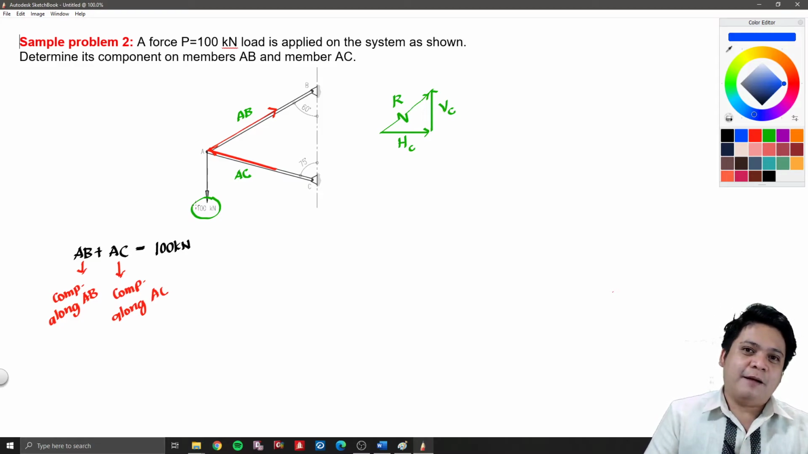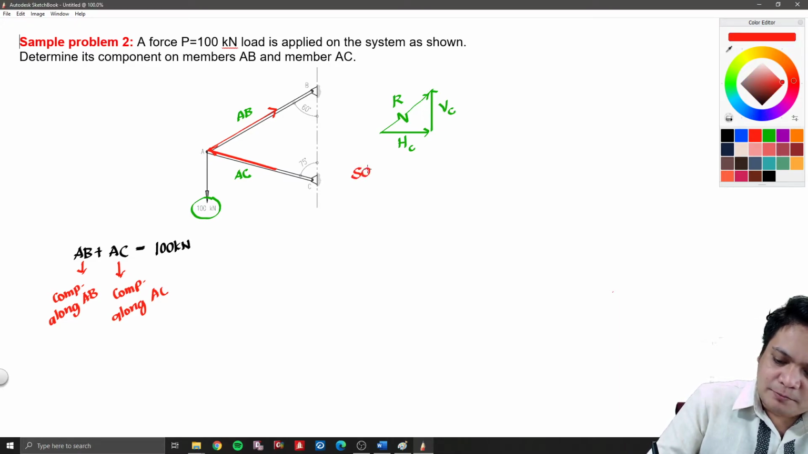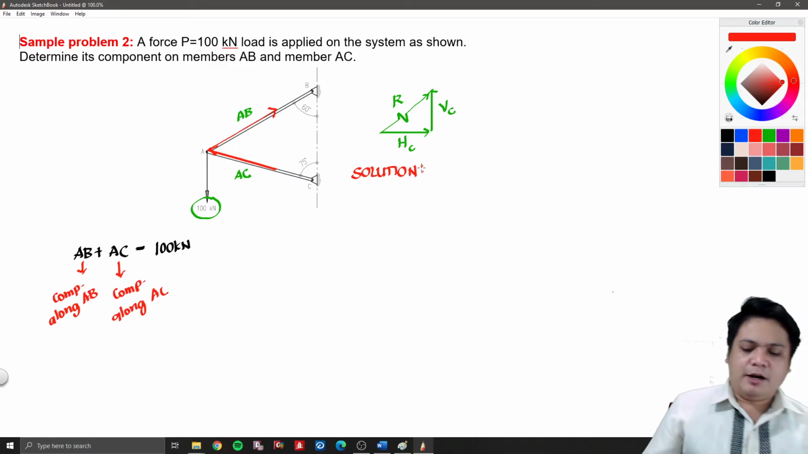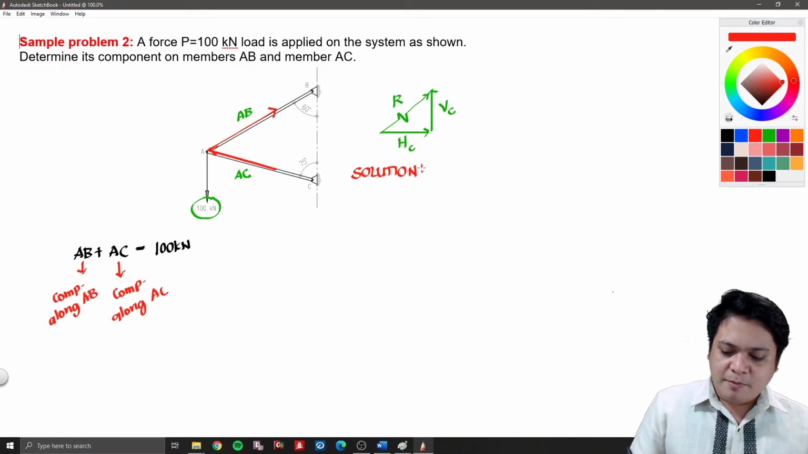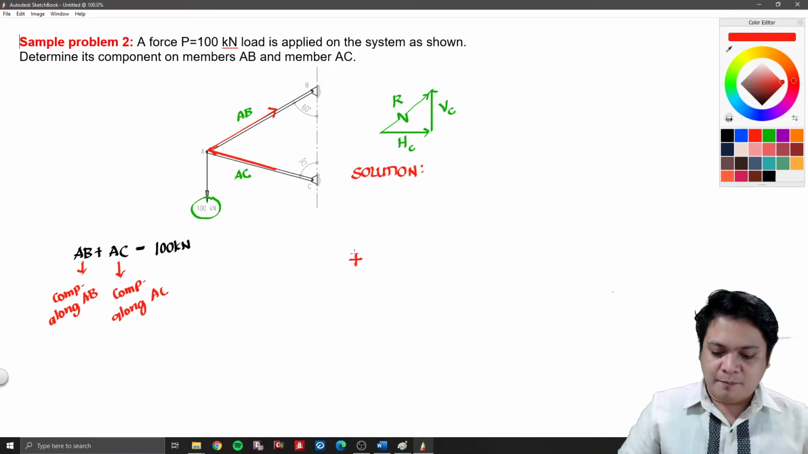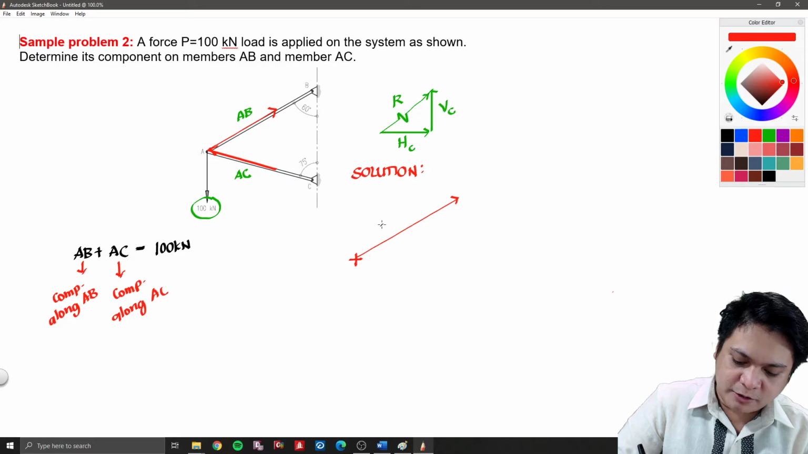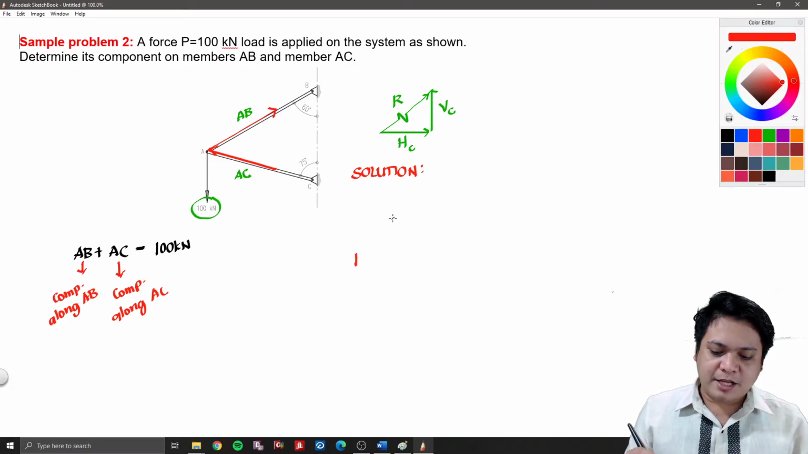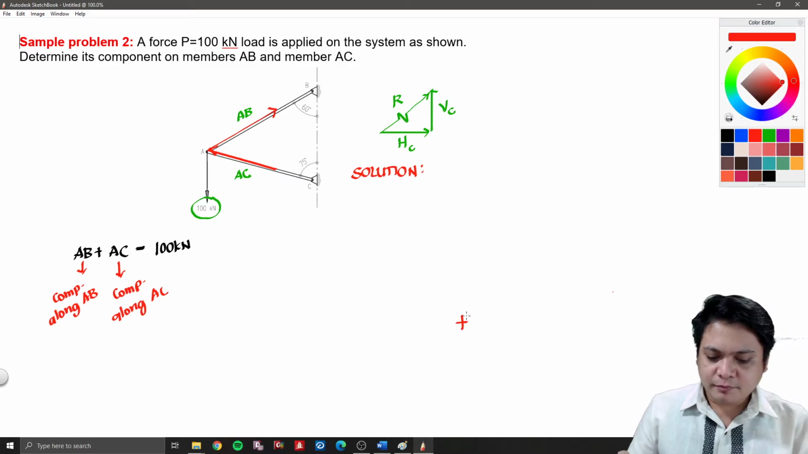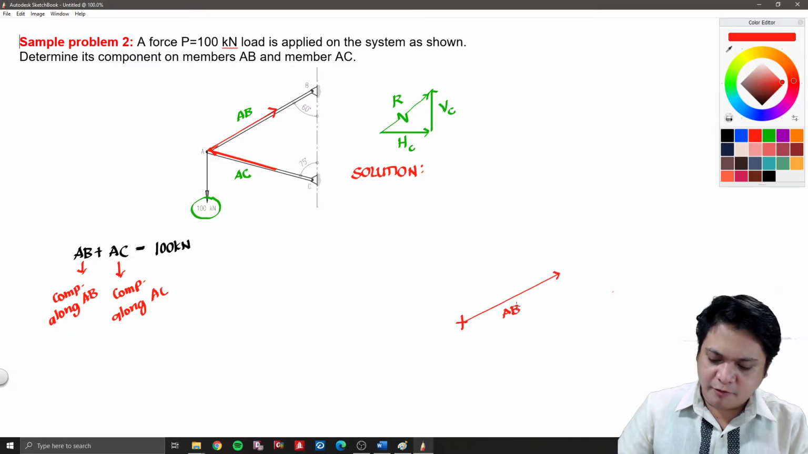Now, our triangle is directed downward. I will draw the two components first, starting with component AB. Solution. So first, member AB. I will make a small Cartesian plane, and there I will have my member AB, or the vector AB. Since AC is upward, I will place it here.